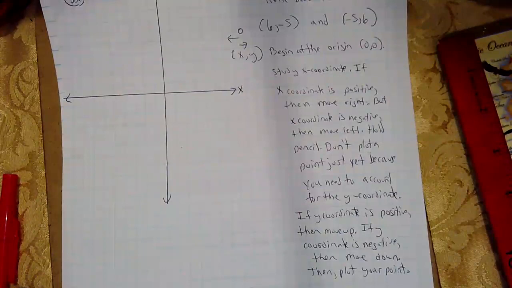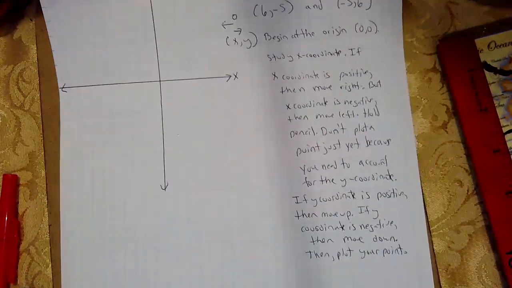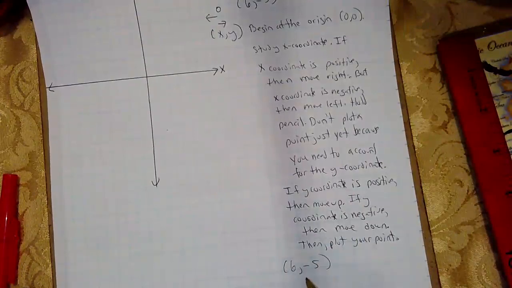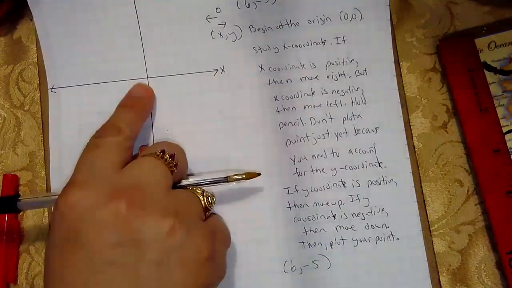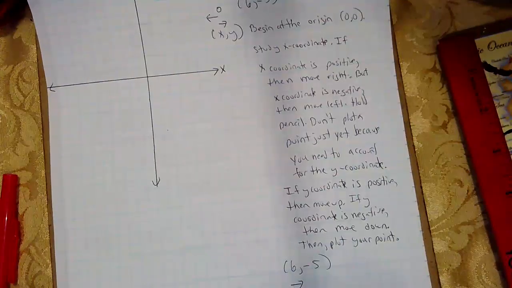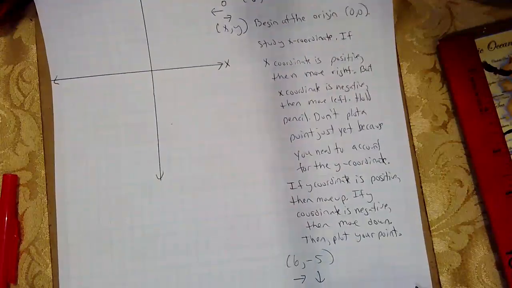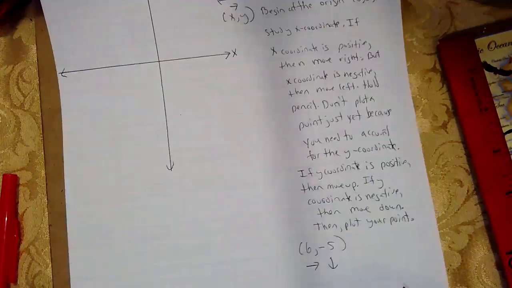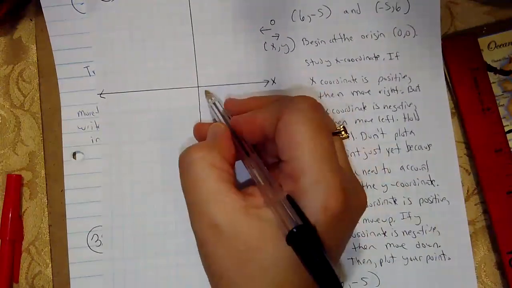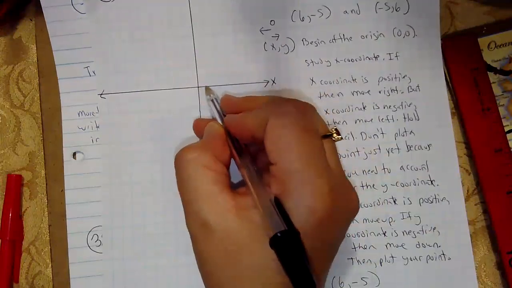So with (6, -5), this is telling me that I start at the origin, and the 6 is telling me to move right, and then the negative 5 is telling me to go down, and then I plot my point. So I'm going to go to the right 6 times. Here I'm at (0, 0). I begin at the origin.